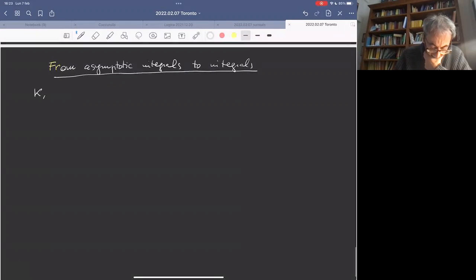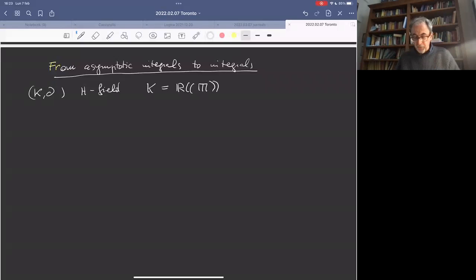Okay, suppose that K is an H field. And suppose that the field itself is just a Hahn field. So it's a field of the form generalized power series, the whole field, not a subfield. And suppose also that the derivative respects infinite sums.